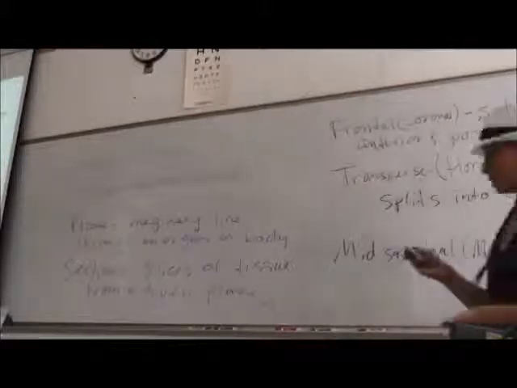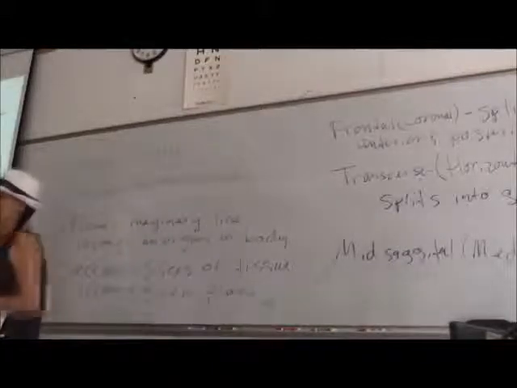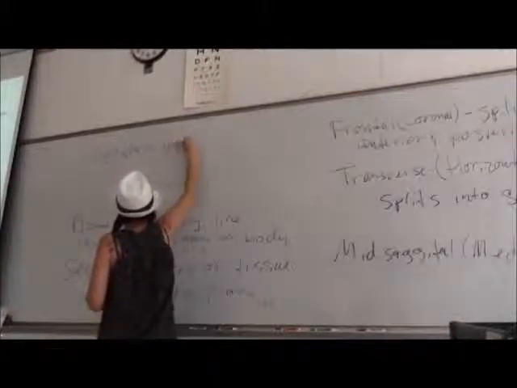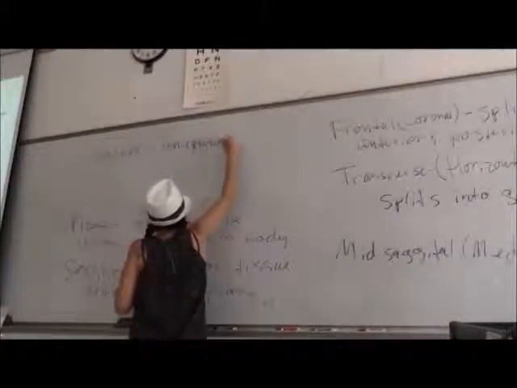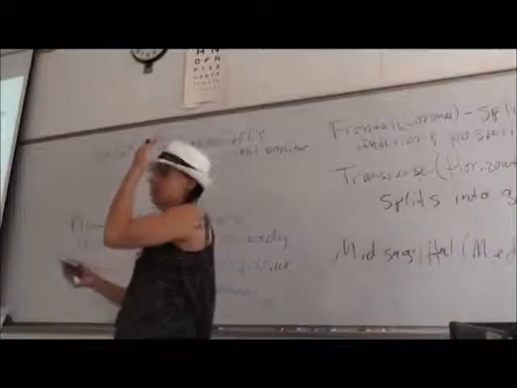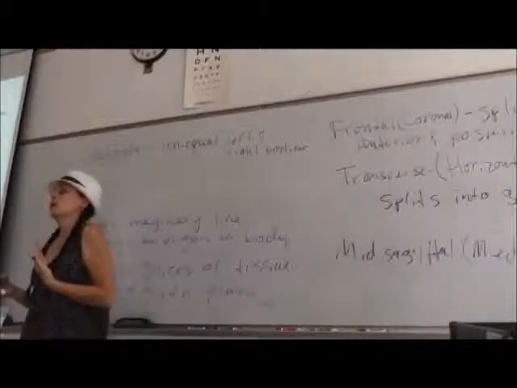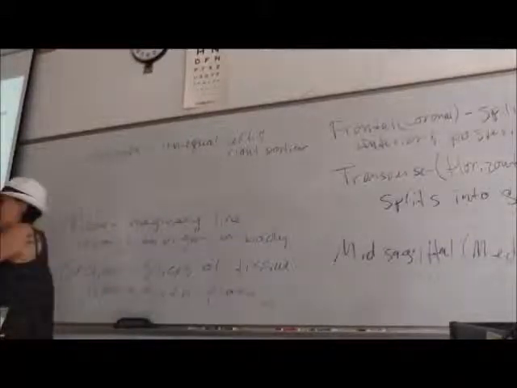We can have unequal left and right sections or planes, and so those we just call sagittal. So a sagittal plane splits into unequal left and right portions. So if you cut somebody through their eyeball straight down, then that would be a sagittal plane or a sagittal section.